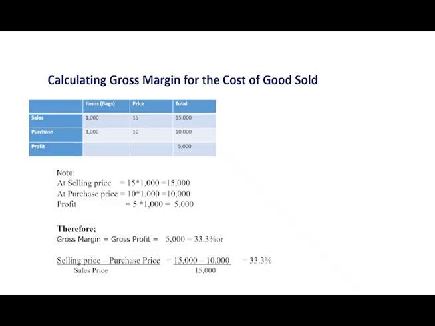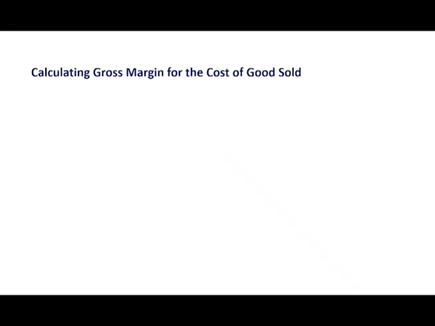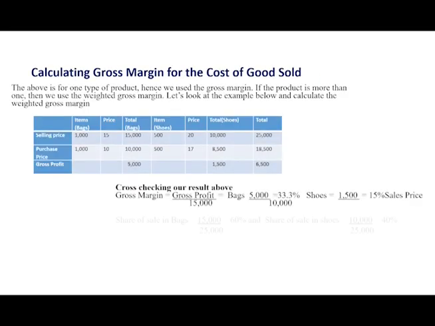Therefore, gross margin equals gross profit, 5,000, which equals 33.3%. Using the formula, selling price minus purchase price, divided by sales price, which equals 33.3%, as you can see, we arrived at the same figure. The above is for one type of product, hence we used the gross margin.